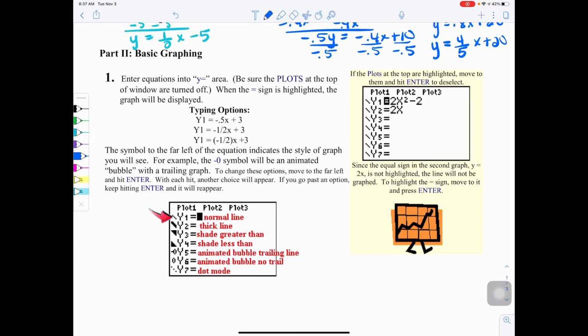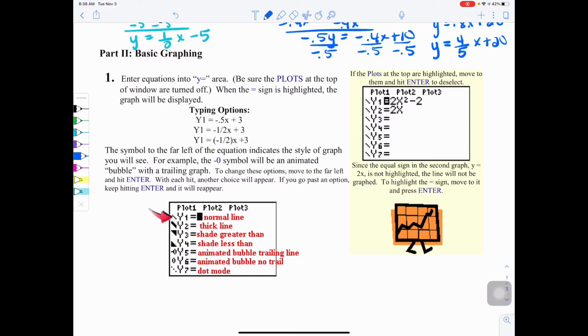I will show you what the notes say, and then I will show you what things look like on the graphing calculator. So first of all, when you enter equations on your graphing calculator, you need to go to the y equals area, which is a button on the top right under your screen. Those are all your graphing buttons.